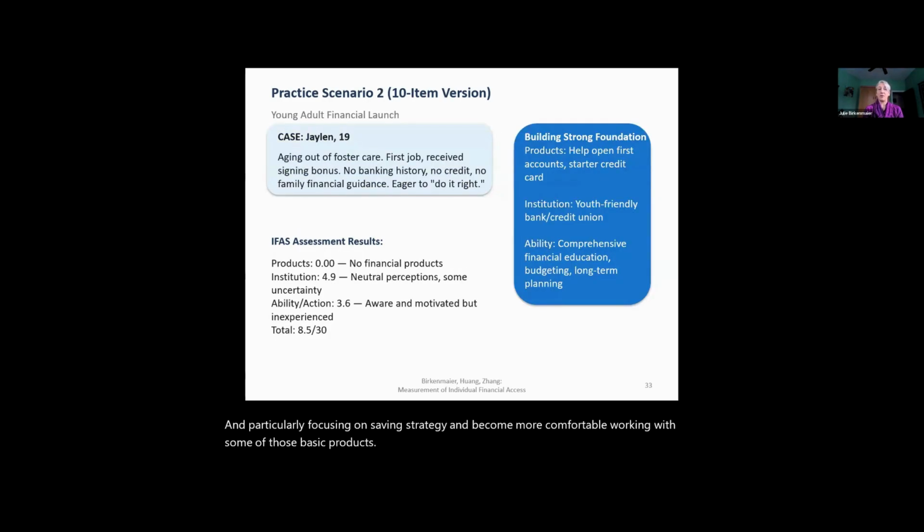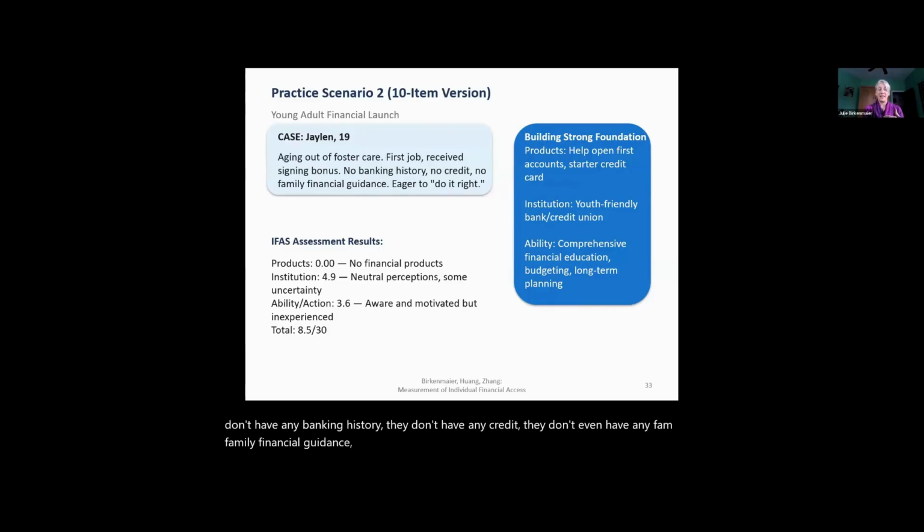Another scenario, again using the 10-item scale, could be working with youth coming out of foster care, where the person might have their first job. Maybe they have a little bit of money from a signing bonus where they're able to potentially make a deposit in an account, but they don't have any banking history. They don't have any credit. They don't even have any family financial guidance, right? But they have a motivation.